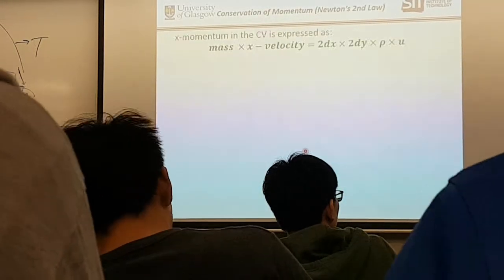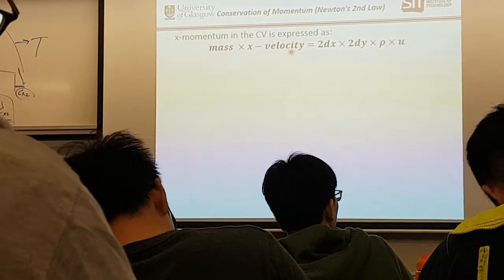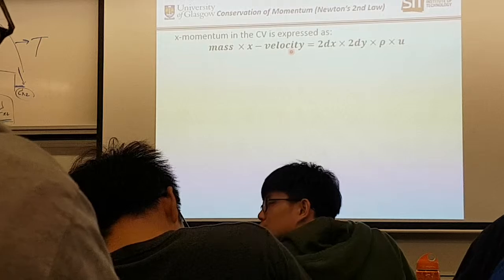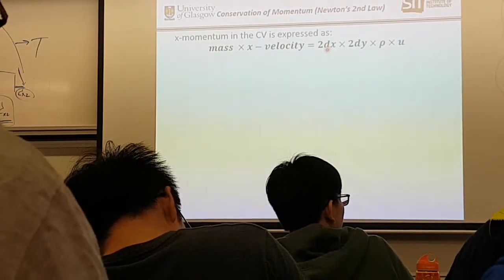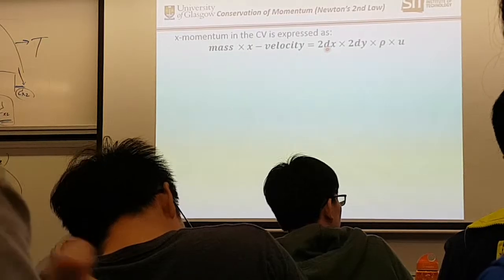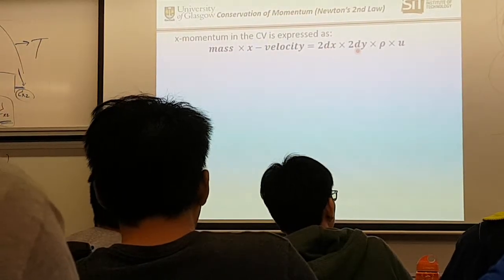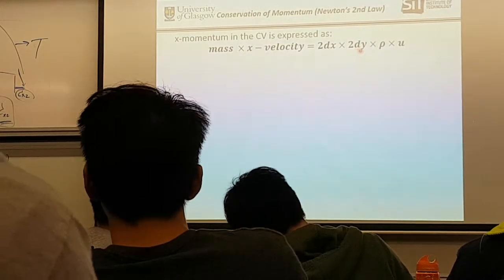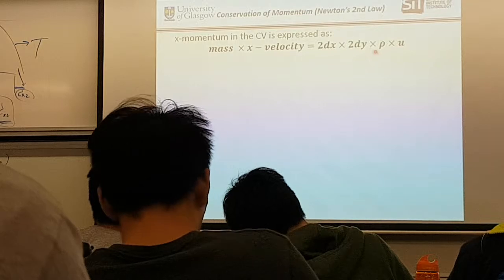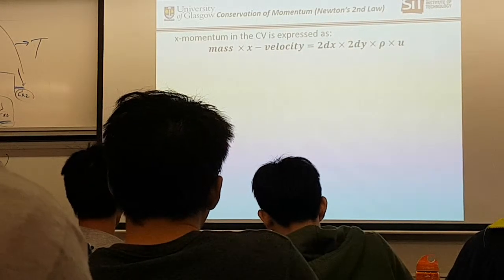So what's the meaning of momentum? Momentum is mass times velocity. Mass we all know is density times volume. So volume is x times y times z. But the thing is, we are looking at a 2-dimensional analysis, so it can only be 2 dx times 2 dy, per unit length in the z direction. So this is density times your volume, times your velocity.